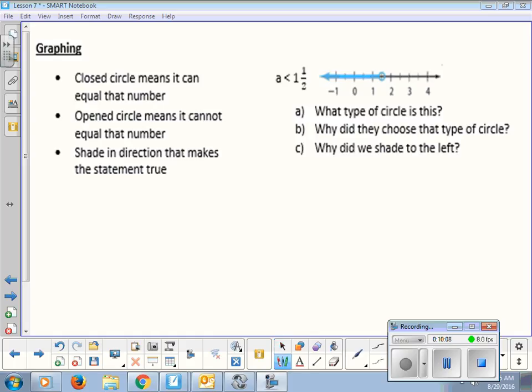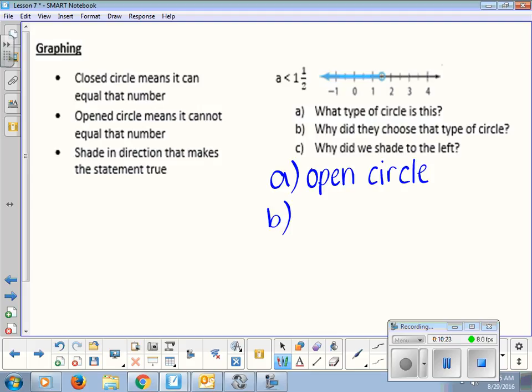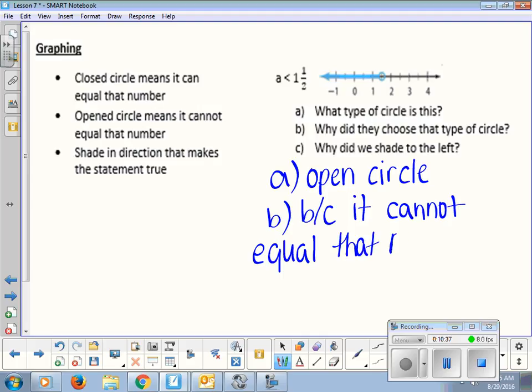So if you look to the right, we have a is less than 1.5. What type of circle do we have on our number line? Open. Why did they choose that type of circle? Because it's not included in our answer. Yes, because it's not included in our answer, or because it cannot equal that number. It cannot be equal to 1.5.